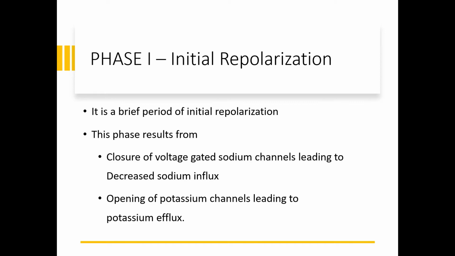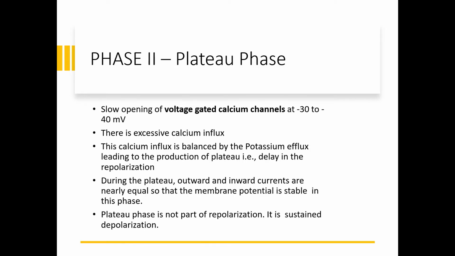As a result, the positivity will decrease. In phase 0, positivity was increasing. In phase 1, there is a little bit of decrease in the positivity because of the movement of the positive potassium ions from inside to outside. So this is what happened in phase 1. Now come to phase 2, which is also known as the plateau phase. In the plateau phase, there is slow opening of voltage gated calcium channels.